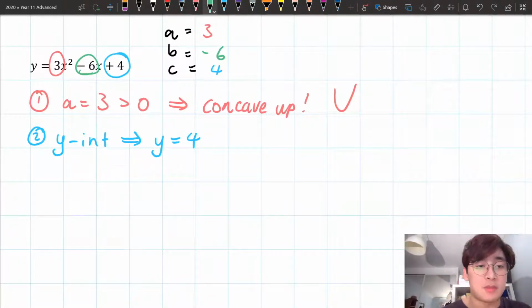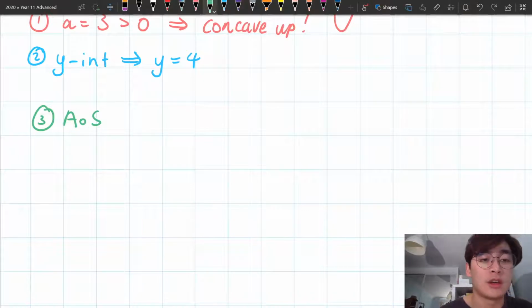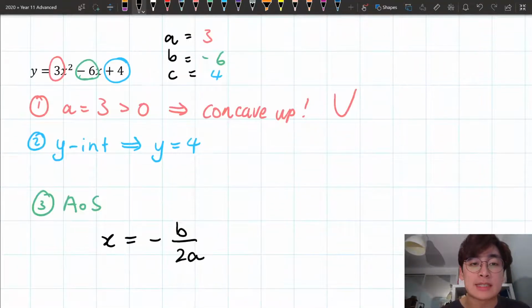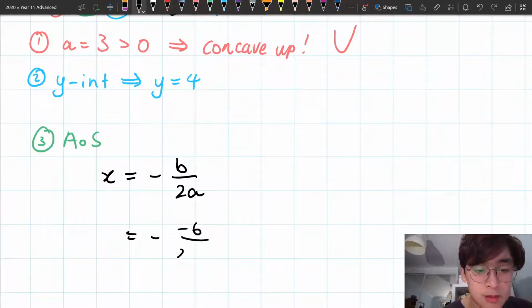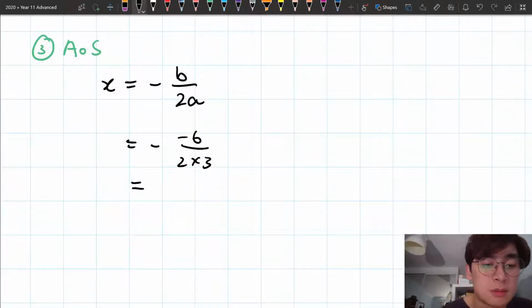Okay, step 3. I need to find my axis of symmetry. For my axis of symmetry, just remember I substitute my b and a values into negative b over 2a. So b is equal to negative 6, a is equal to 3. So I'm going to have negative 6 over 2 times 3. When I simplify this, it ends up giving me 1. So I've got my axis of symmetry at x is equal to 1.